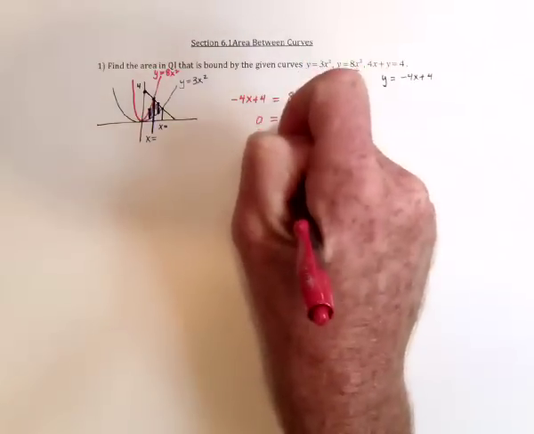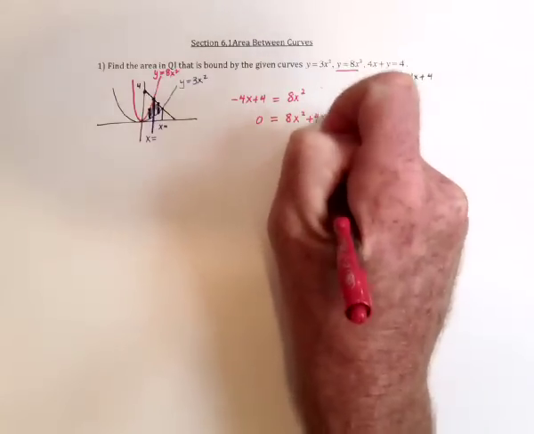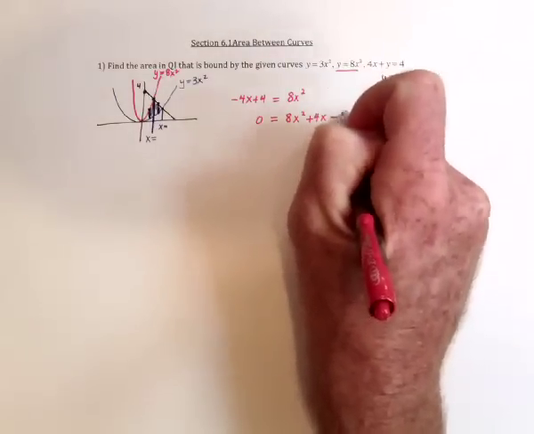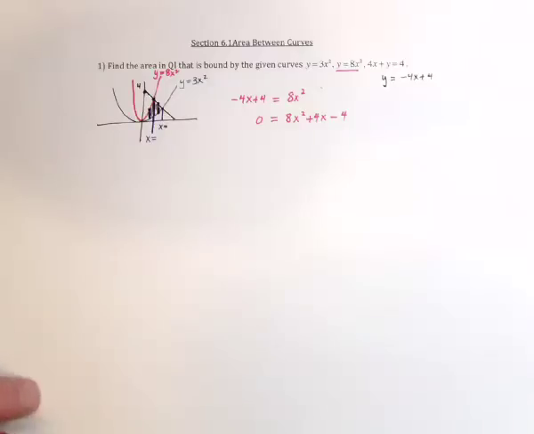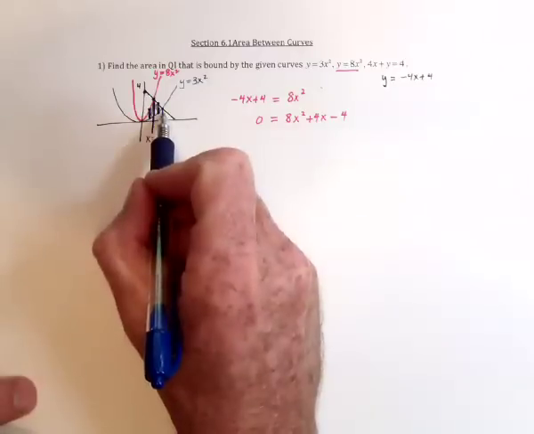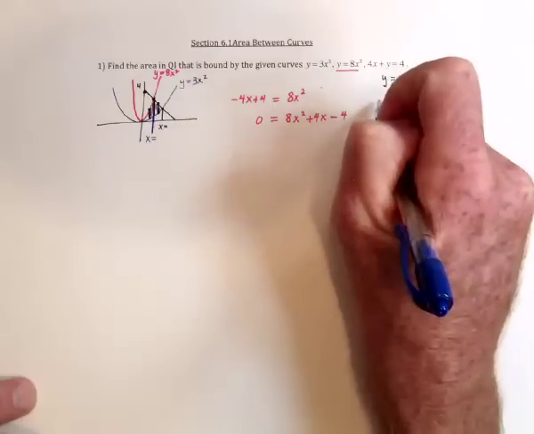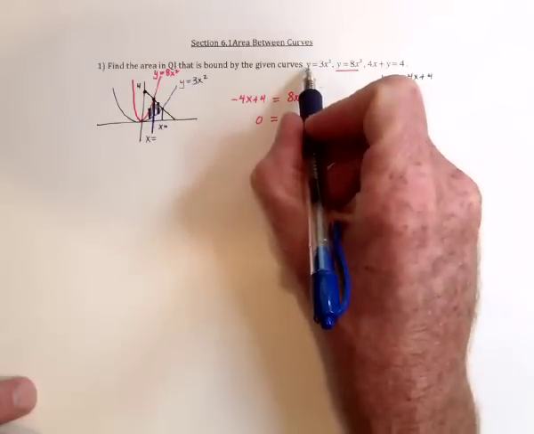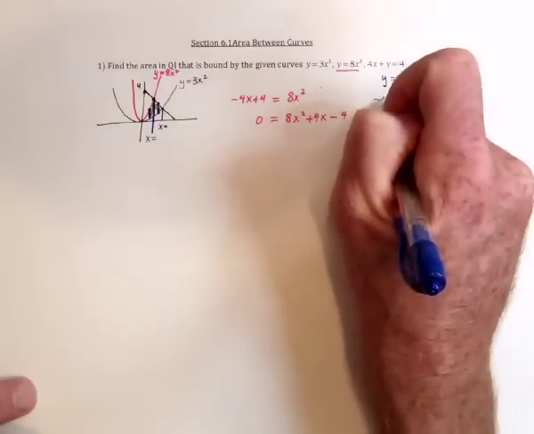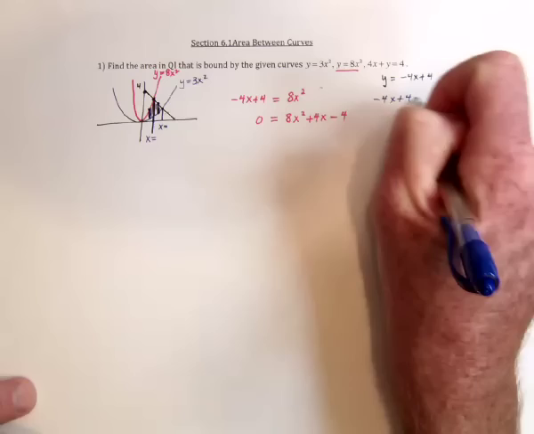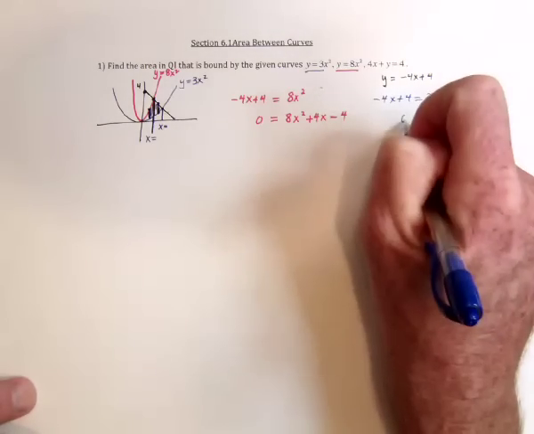And so this is going to be 8x squared plus 4x minus 4. And then we would have over here, where does the blue parabola meet the line? So that's going to be essentially the same thing, except it's equal to 3x squared, so it's going to be negative 4x plus 4. Where does that meet 3x squared, the blue parabola?